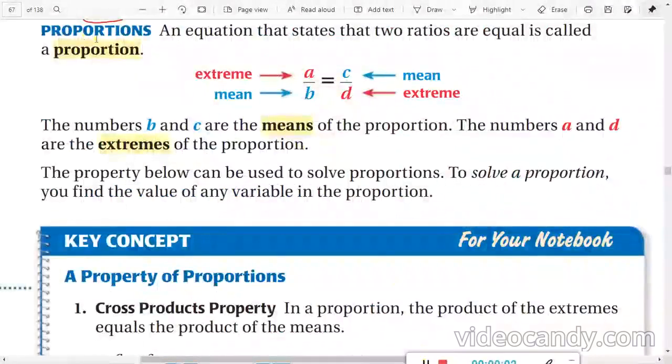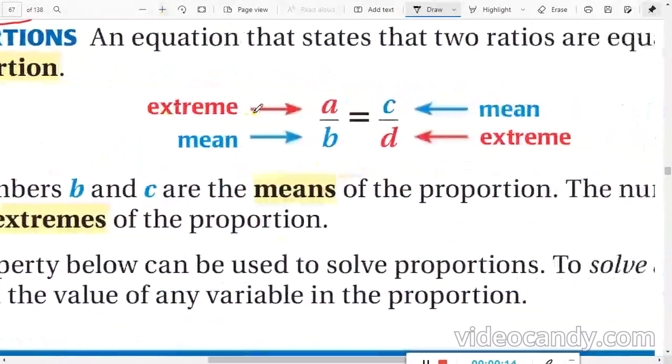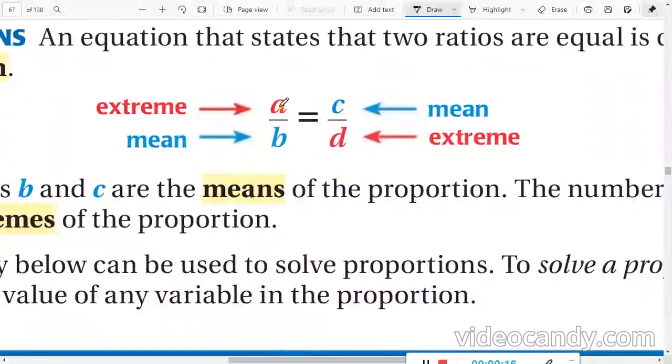Continuing, chapter 6.1. A proportion is an equation that states that 2 ratios are equal. All right, let's see here. So when you set up the proportion, the numbers on the top left and bottom right are considered the extremes, and the numbers on the bottom left and top right are considered the means.